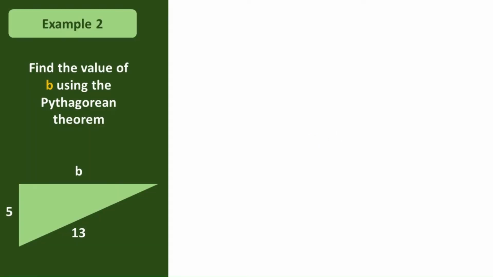Example 2. Find the value of B using the Pythagorean theorem. We have C, the hypotenuse, 13, and we have A, which is 5. Let's plug what we have into the formula again. 13 and 5. 13 squared is 169, and 5 squared is 25.